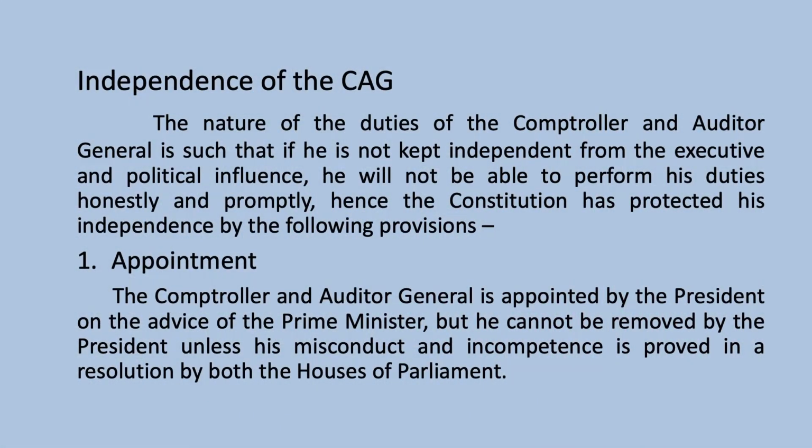Independence of the CAG. The nature of the duties of the Comptroller and Auditor General is such that if he is not kept independent from the executive and political influence, he will not be able to perform his duties honestly and promptly. Hence, the Constitution has protected his independence by the following provisions. First, appointment. The Comptroller and Auditor General is appointed by the President on the advice of the Prime Minister, but he cannot be removed by the President unless his misconduct and incompetence is proved in a resolution by both the houses of Parliament.